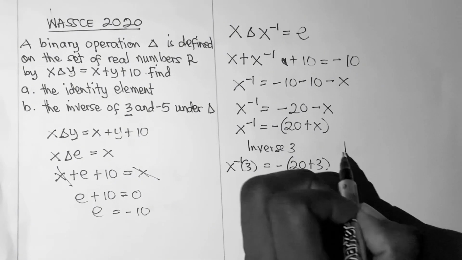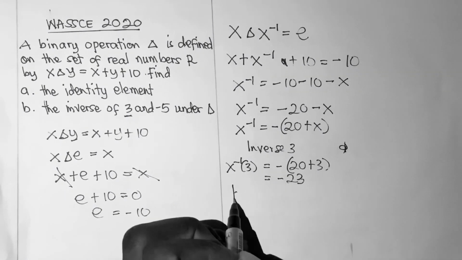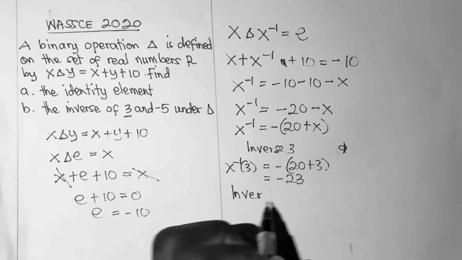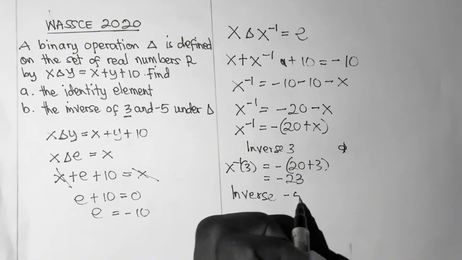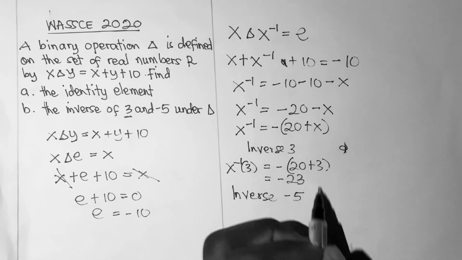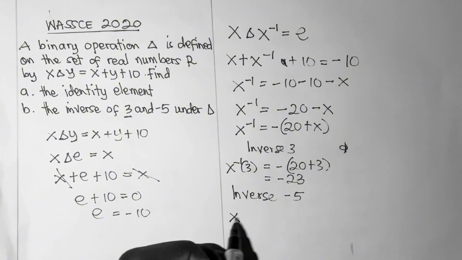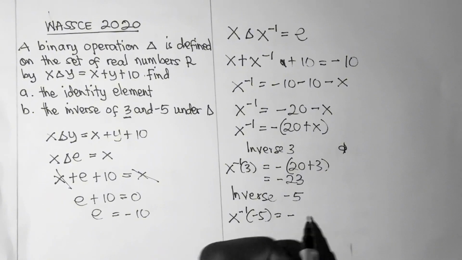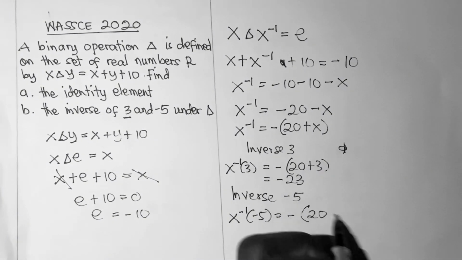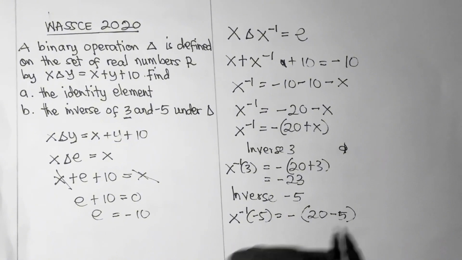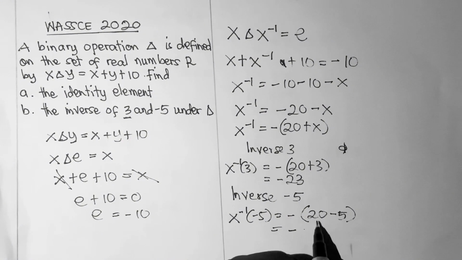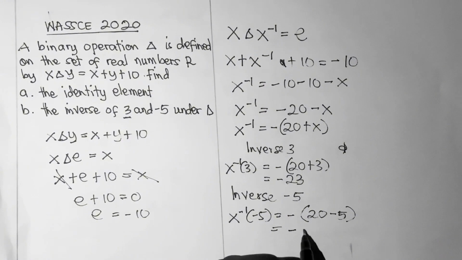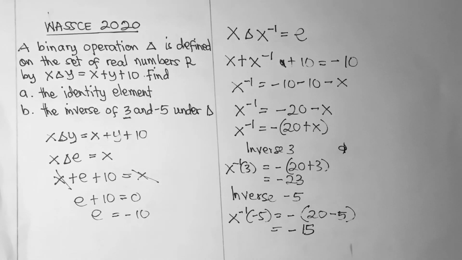Now let's find the inverse of minus 5. So wherever we see x, we replace it with minus 5. So x inverse of minus 5 is equal to minus into bracket 20 minus 5, and that is equal to minus 15, since 20 minus 5 is 15. So the inverse of minus 5 is minus 15.